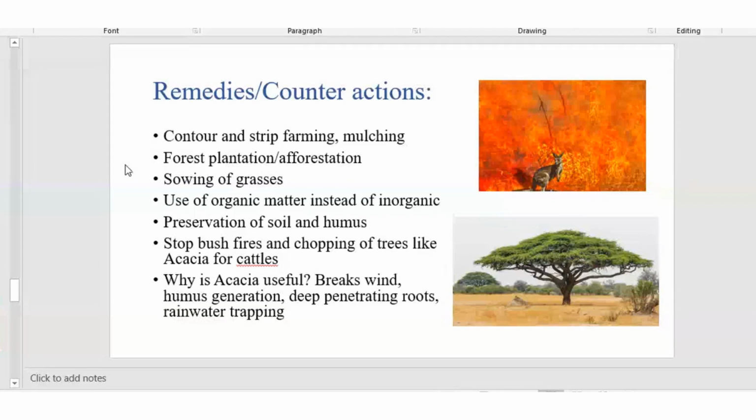Then there is strip cropping also. Strip cropping involves planting of crops in rows or strips. It is also a type of contour farming only, because yahan par bhi hum are making strips and rows, but the only difference compared to your contour farming is that you can either make these strips or these rows in parallel direction. They are parallel to one another.